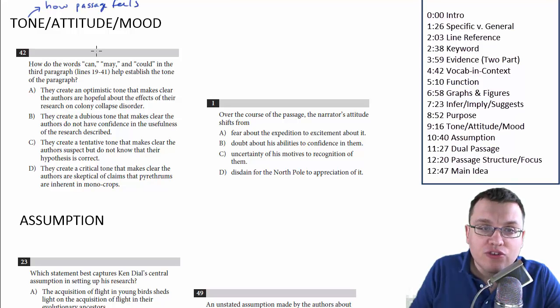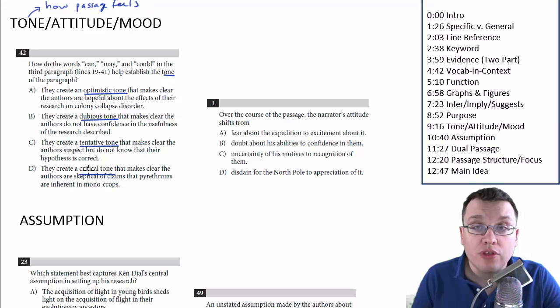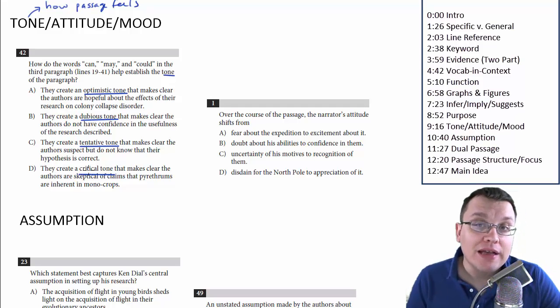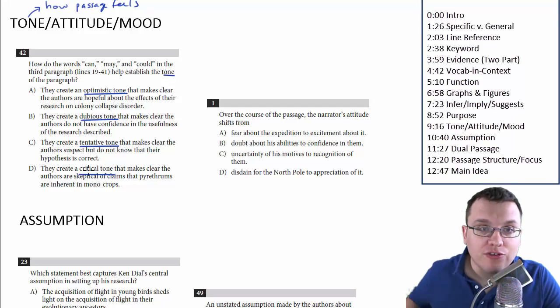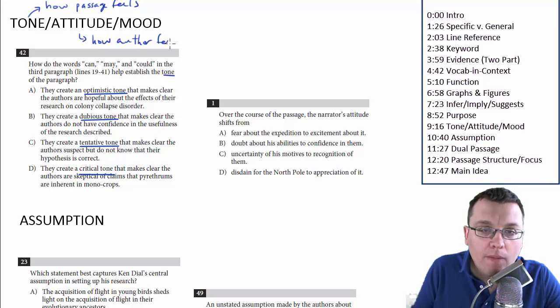Right? So we can see in this question, it talks about the tone, and we have all these different tones, right? An optimistic tone, a dubious tone, a tentative tone, a critical tone. It's related, of course, to how the author feels or what the author thinks, but it's also kind of like what impression or feeling you get from the passage or the paragraph or the sentence. The attitude is more specifically how the author feels about something.